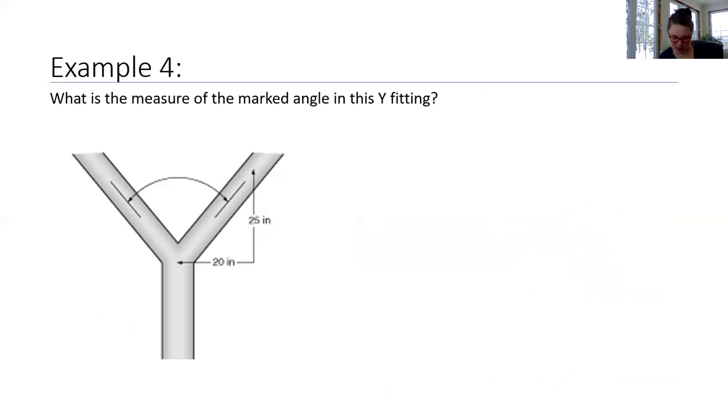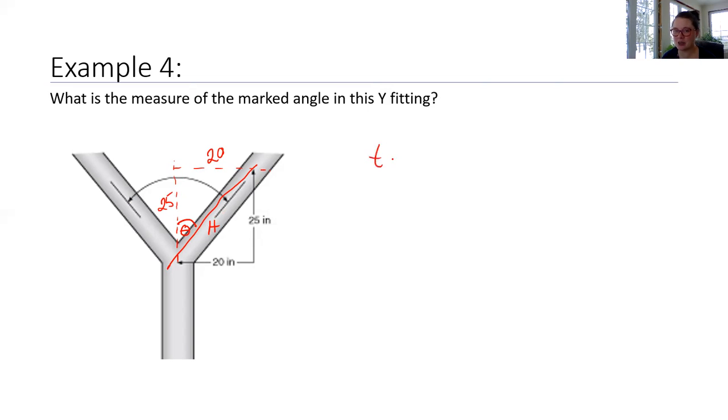And our very last one, I thought I had an extra one. What's the measure of the angle marked in this Y fitting? So we want to find out what this angle is. The first thing we need to do is make a right triangle that uses that angle. So just make a square, and then there's our hypotenuse. We know this side has to be 25 and this side has to be 20. So there's my angle, which is half of the angle I'm looking for. If we can find that, we're golden.